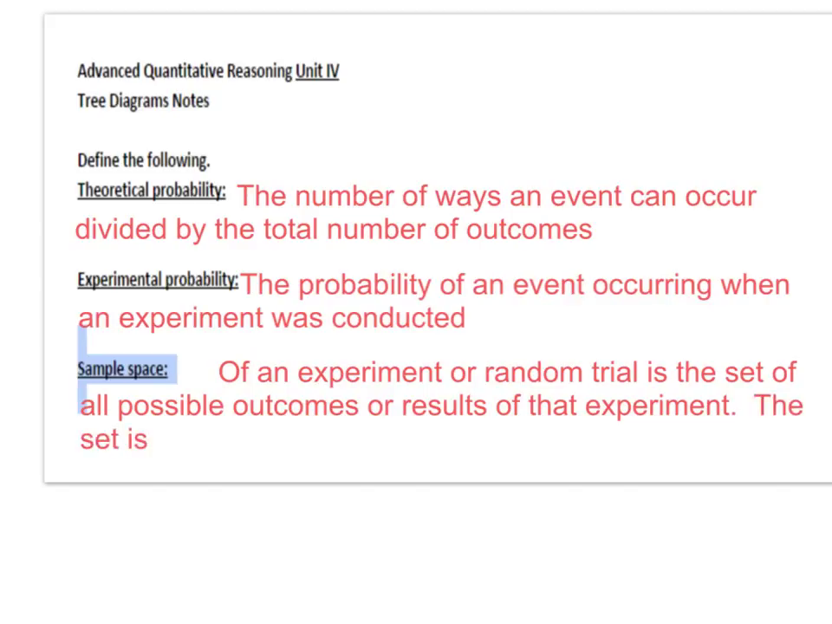The set is usually written in brackets. So, for example, if we're talking about rolling the die, and I want to know what is the sample space, what could possibly be the results of rolling a die, you would list them all in brackets. When you roll a die, there's 6 sides, so it could be 1, 2, 3, 4, 5, or 6 as your possible outcomes, and you would list them in brackets.